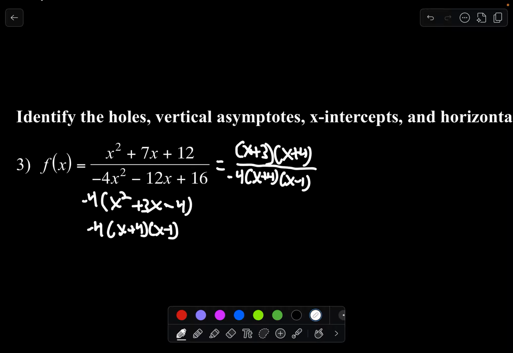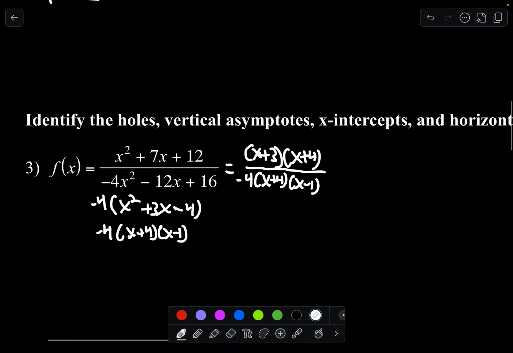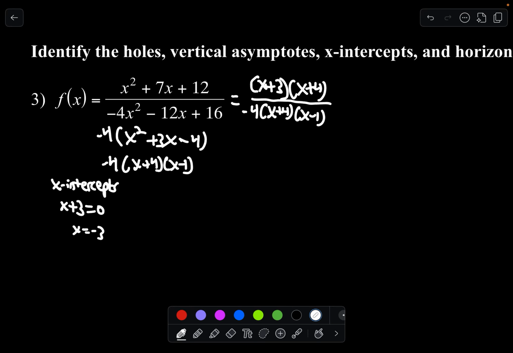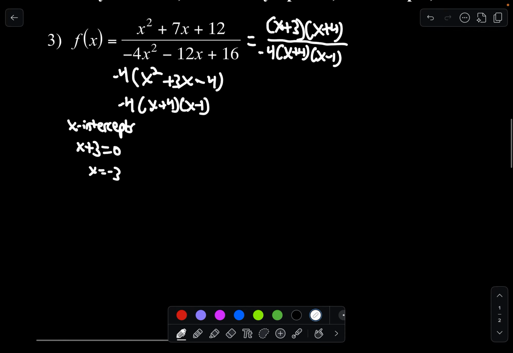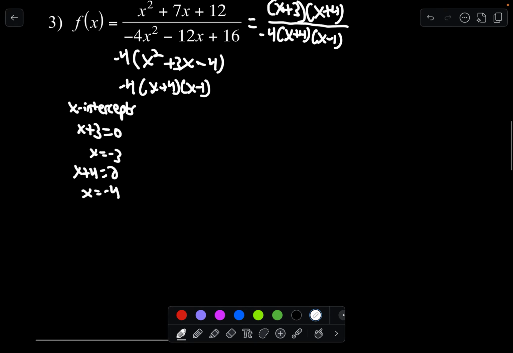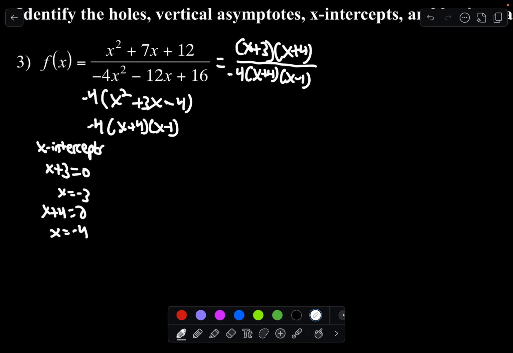All right, so identify holes, vertical asymptotes. Let's just go through the zeros because they're asking for the x-intercepts. The x-intercept is when the top equals 0. And that's going to be when x plus 3 equals 0, which is x equals -3, and x plus 4 equals 0, which gives us x equals -4. All right, so we got two x-intercepts showing here.